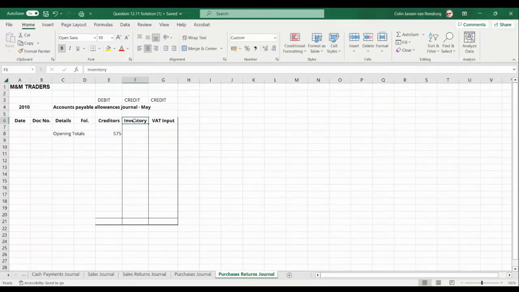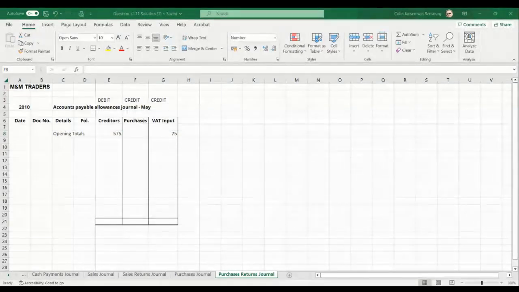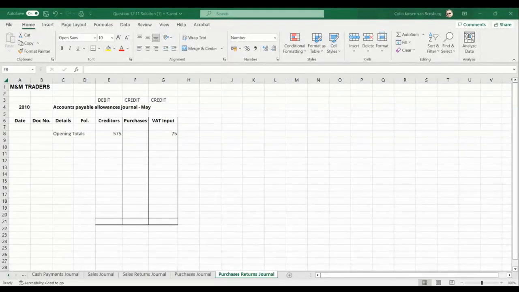Now again, because we are not using the perpetual inventory system, we are using the periodic inventory system, that won't be the inventory general ledger account, that will be the purchases account. So you know that story very well. So let us see what our balances, our totals there. For the VAT input, it is 75. And for purchases, purchase returns 500.